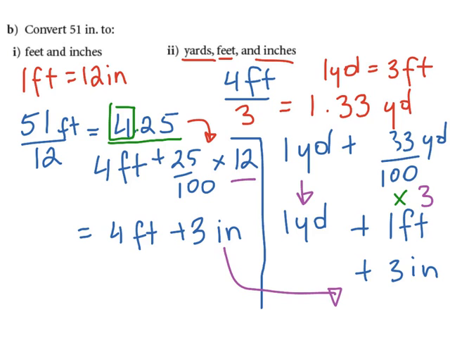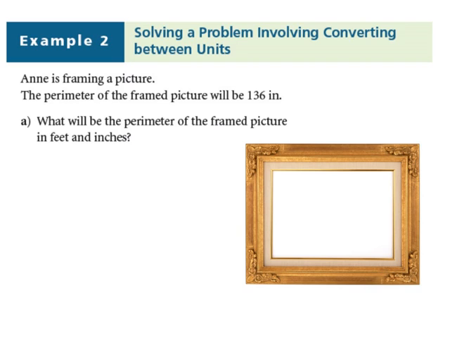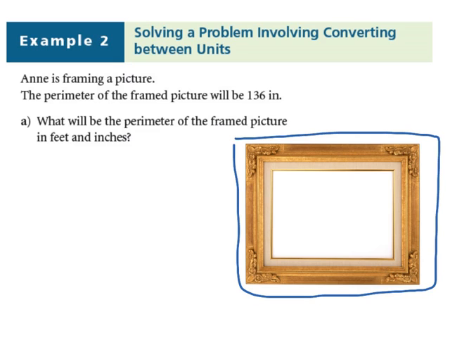Let's take a look at another example. Anna is framing a picture. The perimeter of our framed picture will be 136 inches. What will be the perimeter of the framed picture in feet and in inches? This question means that if we measure all the way around the picture, it will be exactly 136 inches. And we want to convert 136 inches to feet and inches. So it's a very similar question as before.